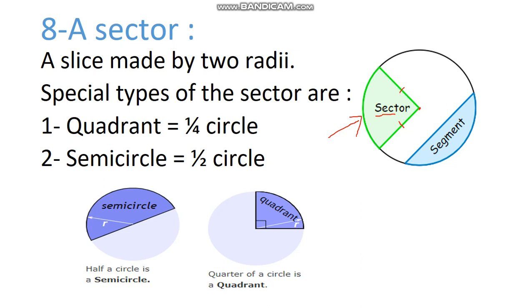When you are having 2 radii at 90 degrees to each other, then it is called as quadrant, and if they are like a diameter, it is called as a semicircle. These are the 2 special types of sector, quadrant and semicircle, and otherwise also you can have any type of sectors.